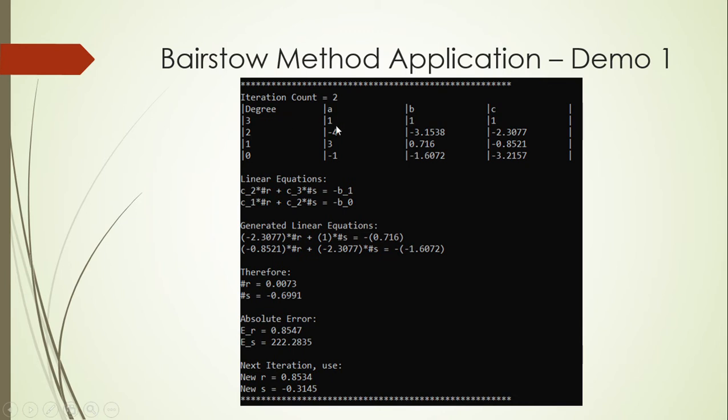So in the second iteration, we get A0 equal to -1, A1 equal to 3, A2 equal to 4, and A3 equal to 1. B0 now becomes -1.6072, B1 is equal to 0.716, B2 is equal to -3.1538, and B3 is equal to 1, and so on and so forth.